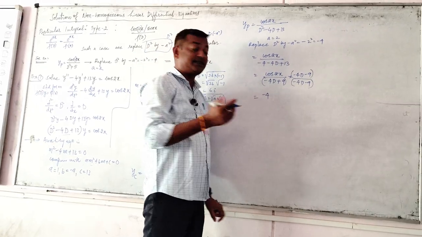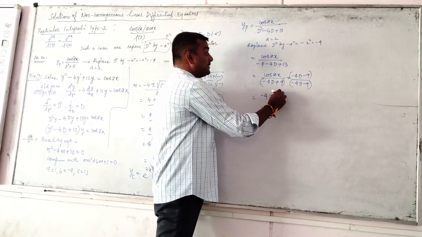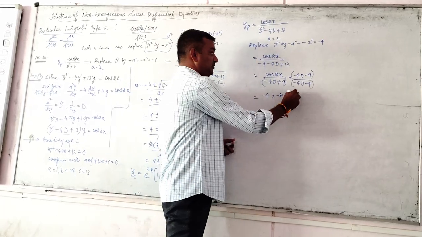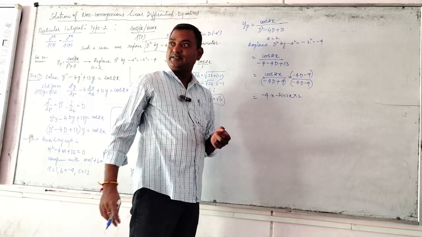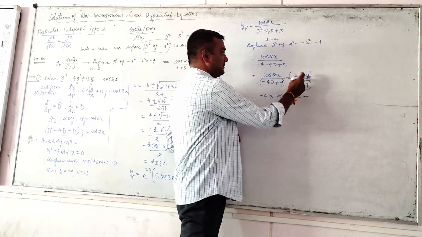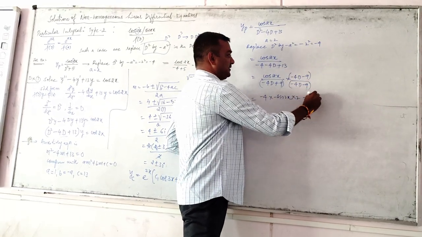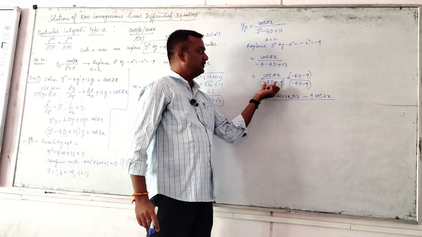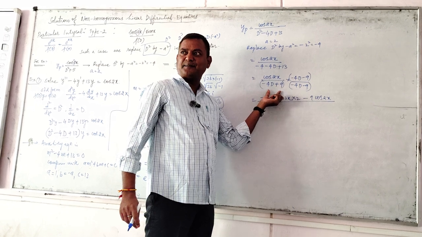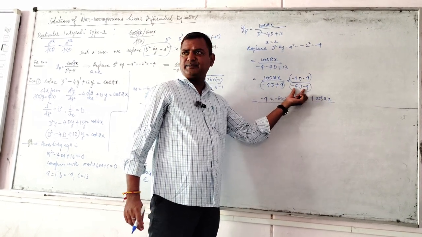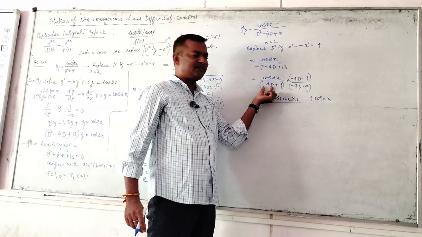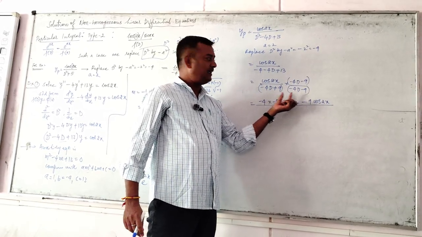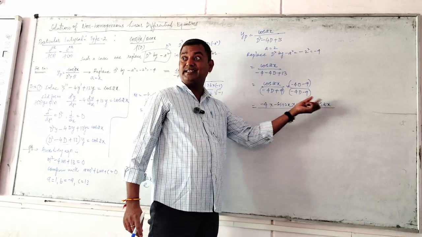Differentiation of cos 2x is what? Minus sin 2x. Again this 2x is what? 2. Isn't it? Okay, next. Minus 9 into cos 2x is 9 cos 2x divided by, look at the denominator, this is a plus b, this is a minus b. Here a is minus 4d, b is 9.